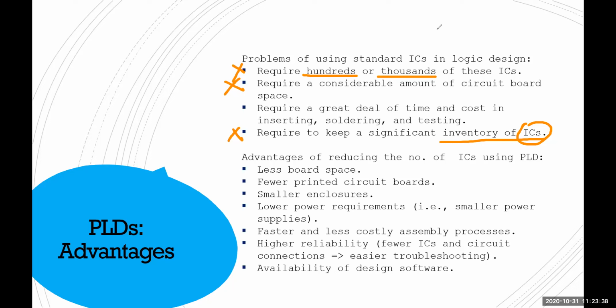So let's see the advantages. Number 1, less board space. That means a smaller printed circuit board. That means smaller enclosure, the box you are putting your project in. That means the project box will be smaller.